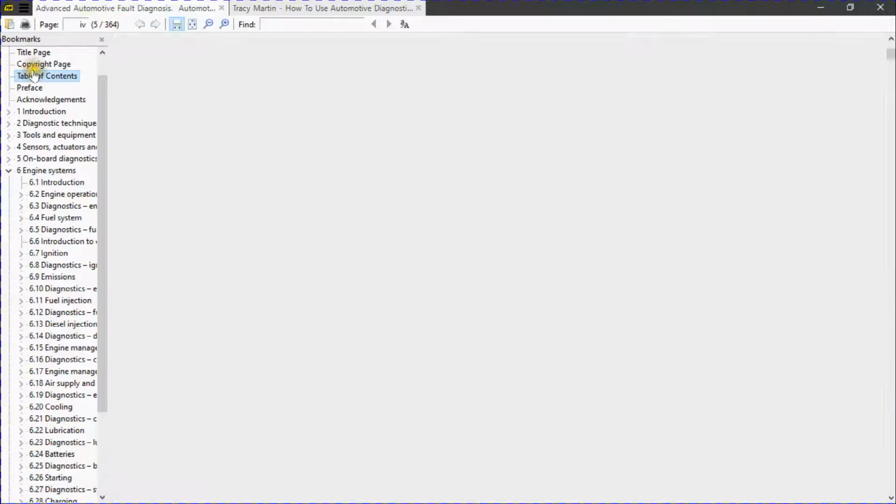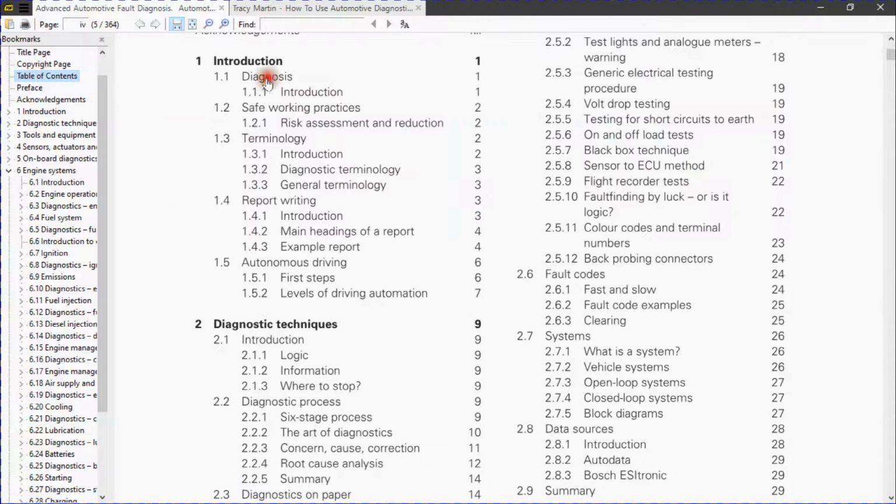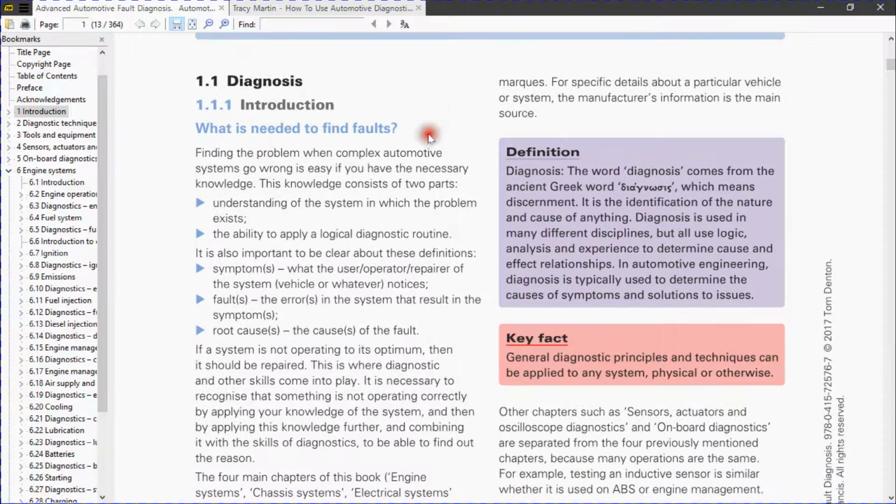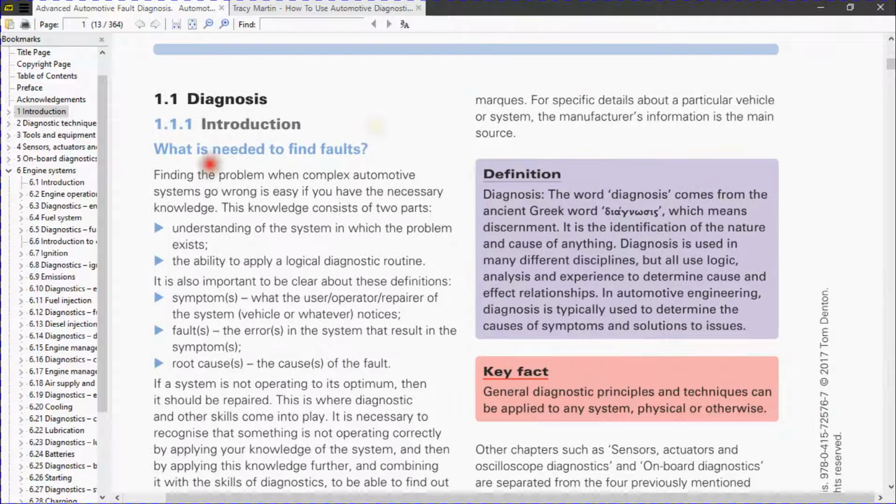Content page, don't move fast. So what we can do is, let's introduce you to diagnostics first. And this book is, I think, best for us for starting. So what is needed to find faults?